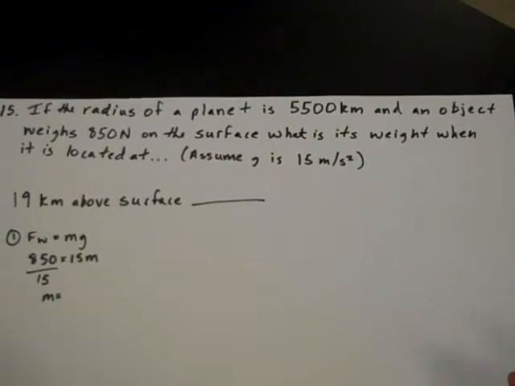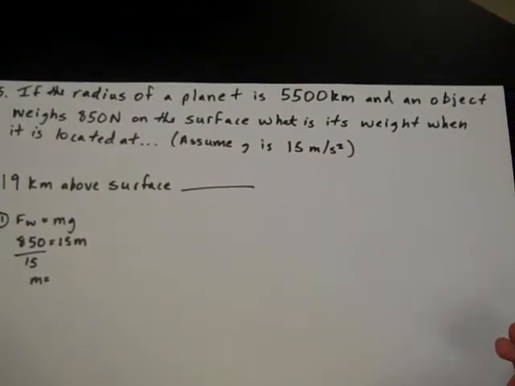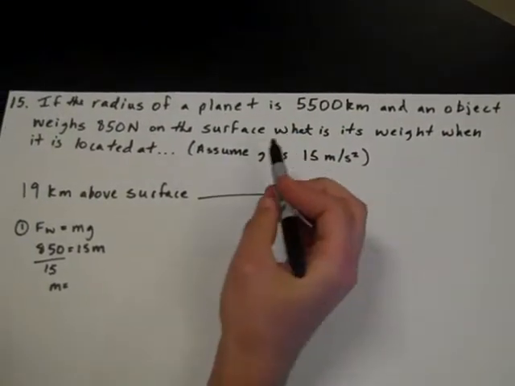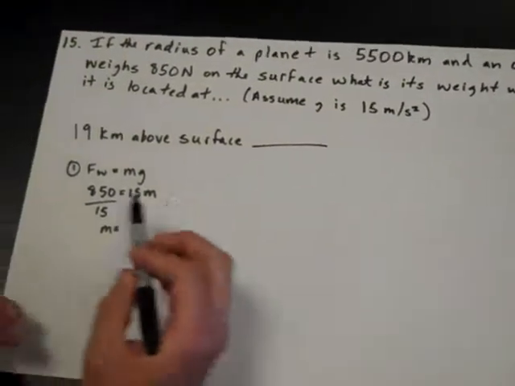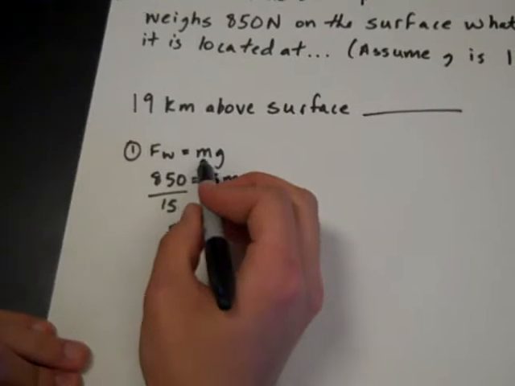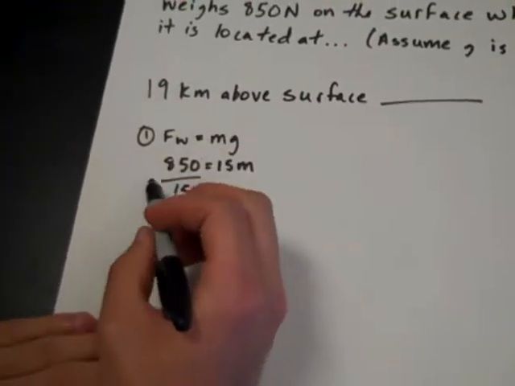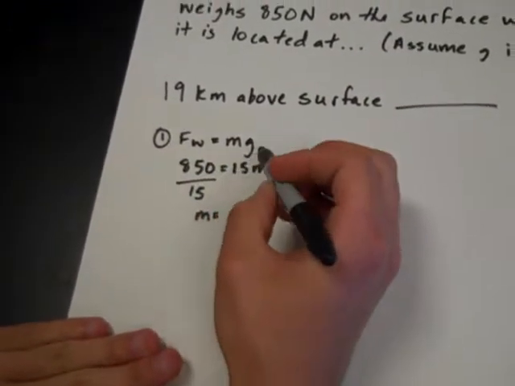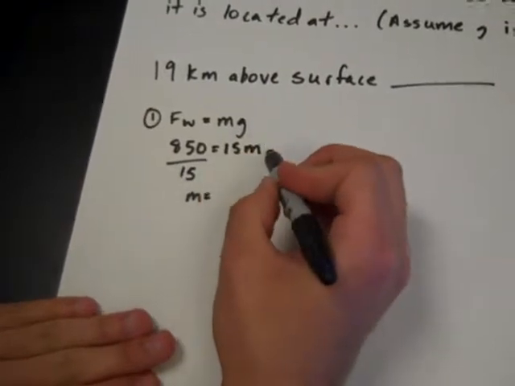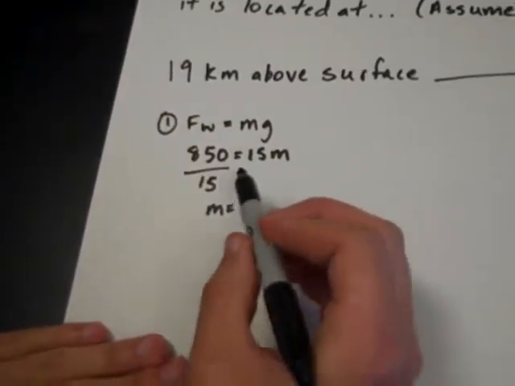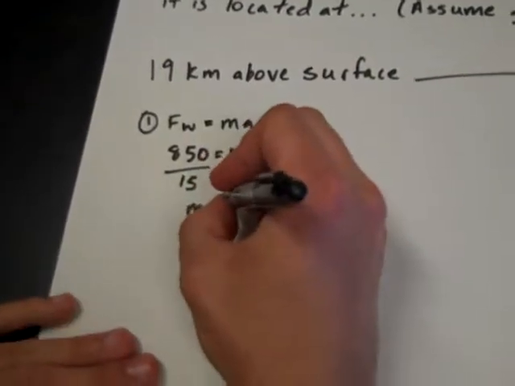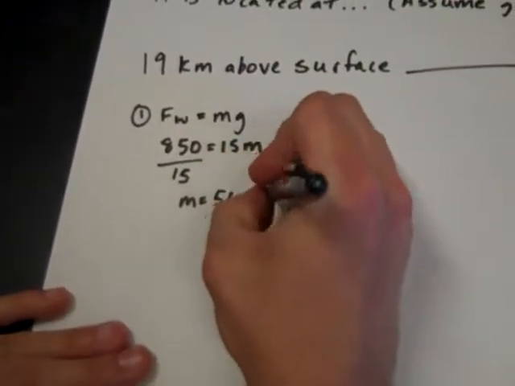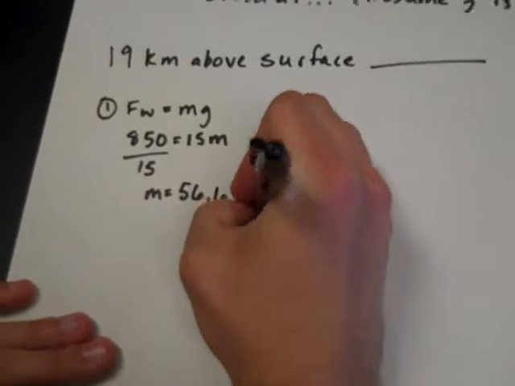So the first thing we want to do is find the object's mass. It tells us that the gravity is 15 meters per second squared. So we just use this equation: force weight equals mass times gravity. 850 is this force weight, and gravity is 15. So in order to find mass, we divide 850 by 15, and we get 56.67 kilograms.